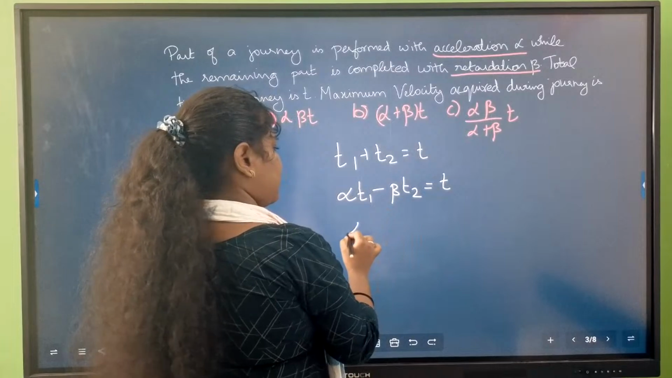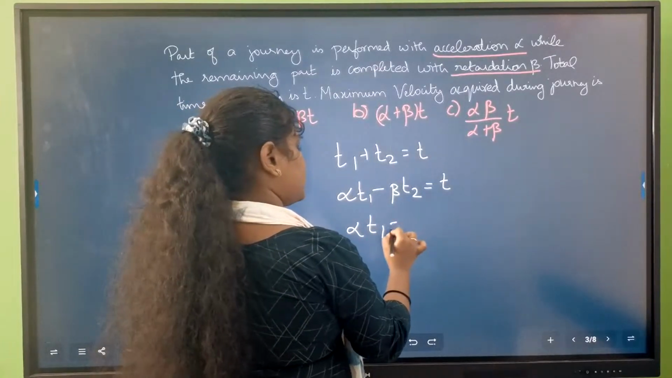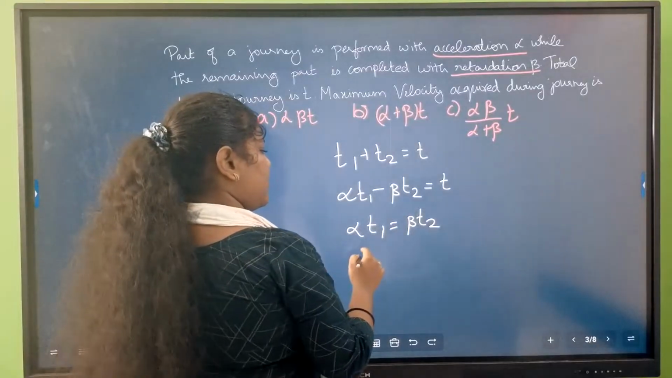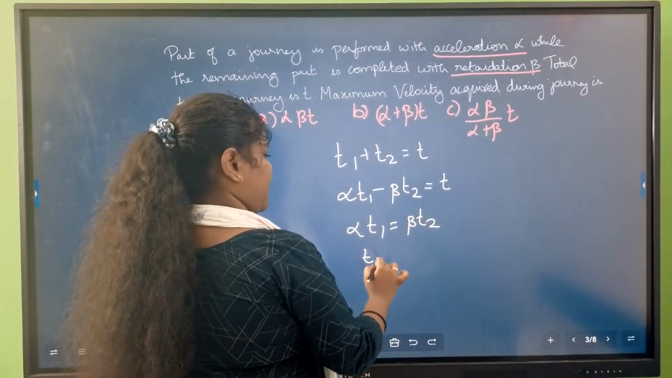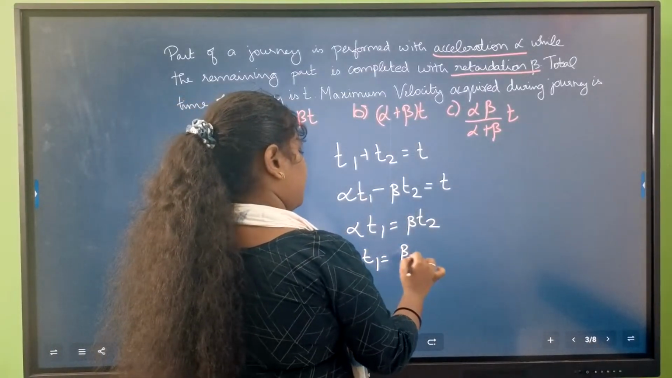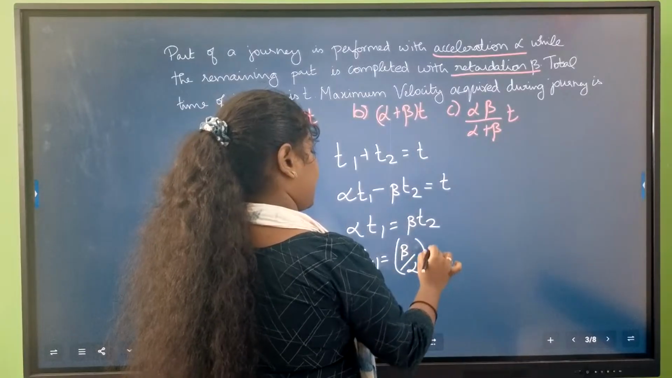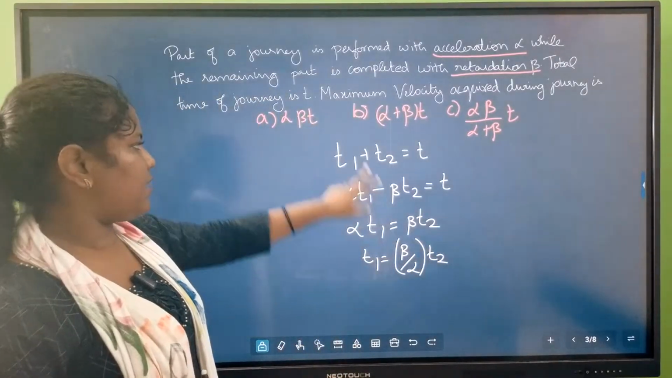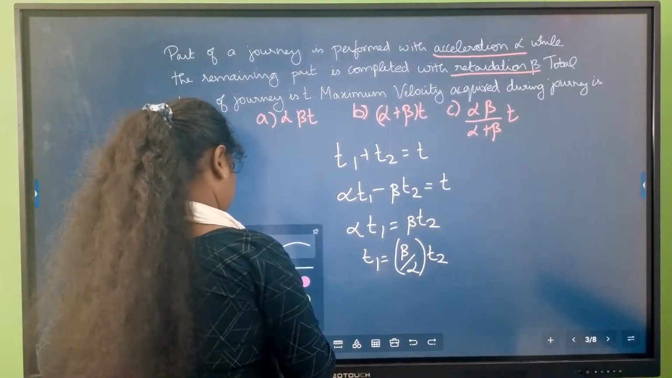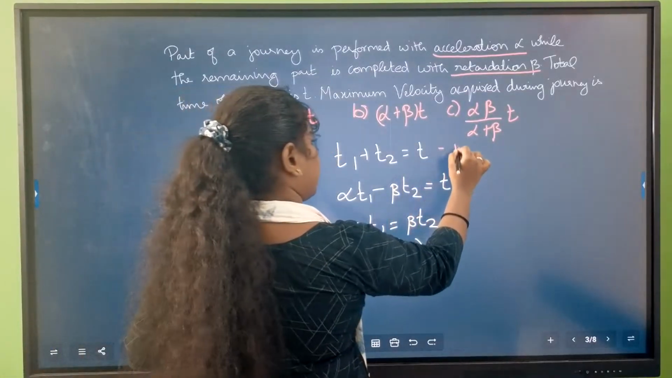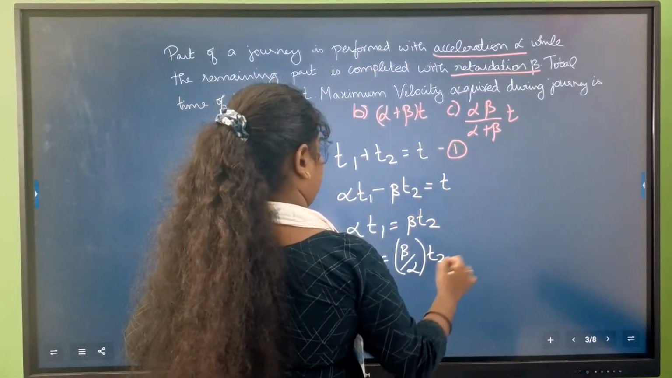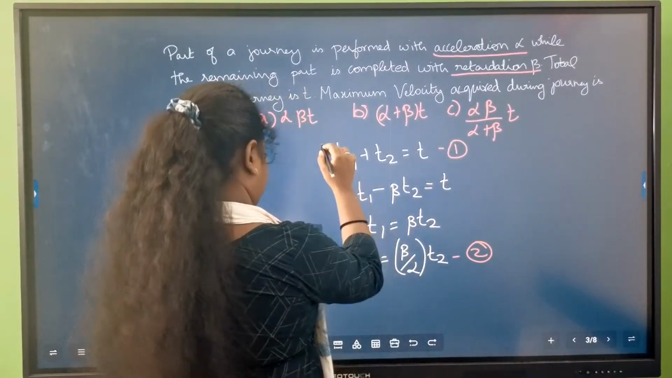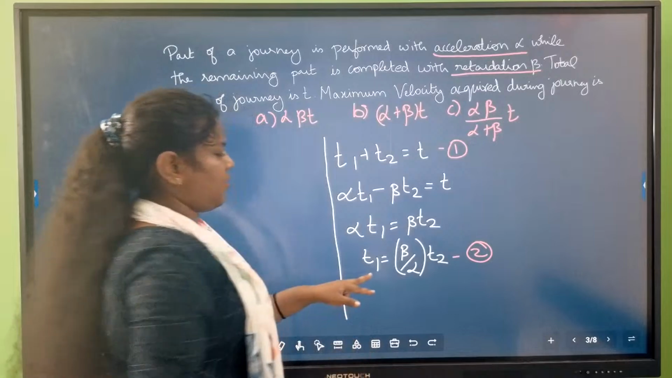So இது ரெண்டையும் நம்ம ஈக்குவேட் பண்ணோம்னா alpha T1 which is equal to beta T2. Correct? So if we want T1, T1 which is equal to beta by alpha into T2. Correct? So நமக்கு T1 கிடைச்சிருக்கு. This is equation number 1 and this is equation number 2. The equation 1 and 2 நமக்கு கிடைச்சிருக்கு. So நம்ம அதுல இருந்து T1 கண்டுபிடிச்சிட்டோம்.